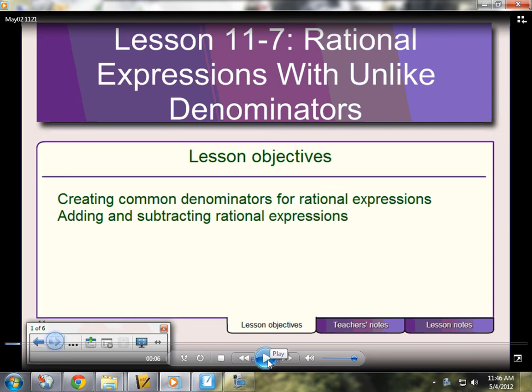Alright, today we're going to be looking at lesson 11.7, rational expressions with unlike denominators. We're going to be looking at how to make a common denominator for two rational expressions and then adding and subtracting them together. So it's sort of along the lines of what we've been doing, but with this addition of unlike denominators. So let's take a look.